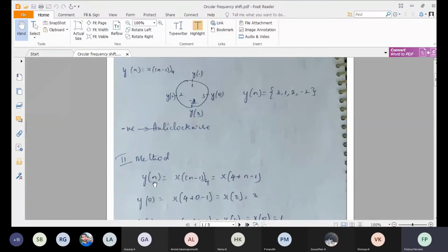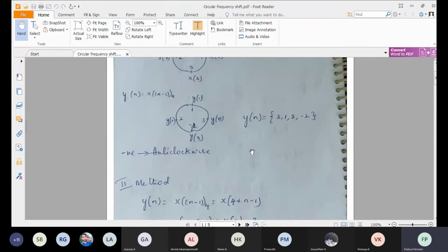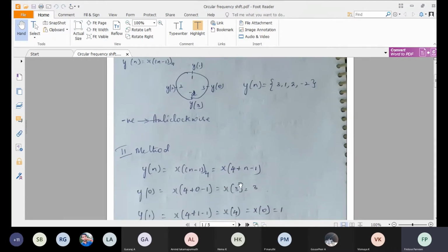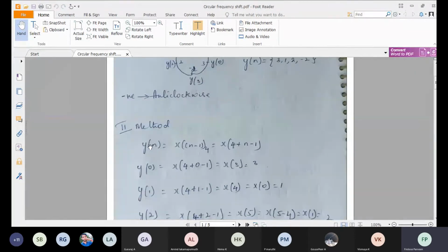Now put n is equal to 0. So what is y of 0? It is nothing but x of 4 plus 0 minus 1. So it is nothing but 4 minus 1, it is x of 3. So what is x of 3 given? X of 3 is given as 3. Here y of 0 becomes your x of 3, which is equal to 3. Understood? Next, n is equal to 1.